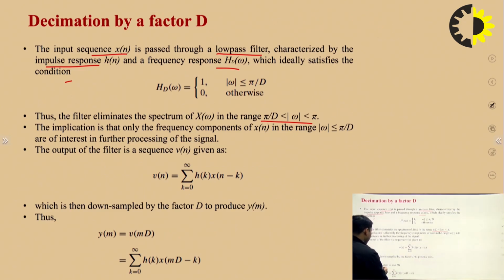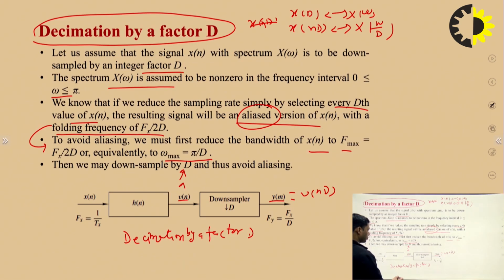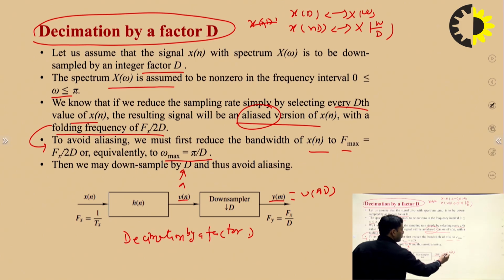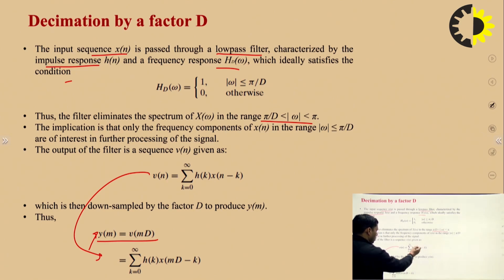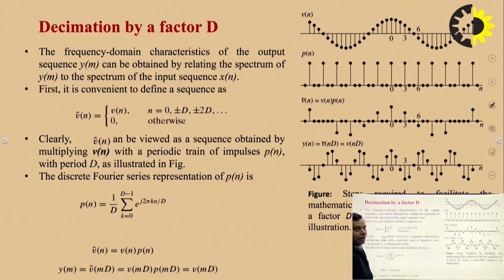So, we can write it for y(m). y(m) equals v(mD), and v is given by this equation, which we apply here. So, the y(m) value equals summation of k equals 0 to infinity h(k) x(mD minus k), because n is downsampled and replaced by m into D.